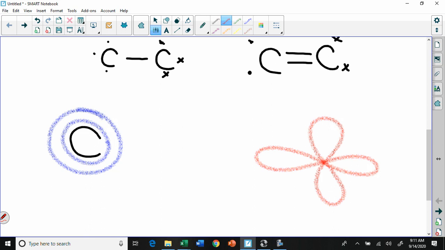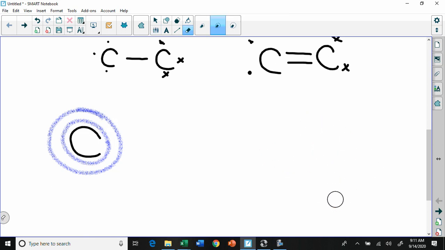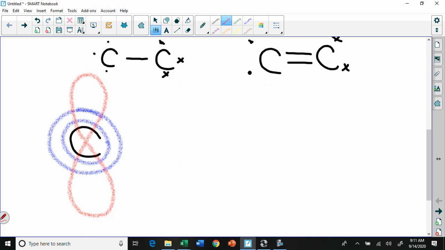Let me show you. Let me erase that, and then put another carbon atom here. But before I do that, I'm going to draw those orbitals back. So I'm going to put just one. Let's put the p orbital here, just one of them, to make it simple. When another carbon atom gets close to this, it can do something kind of unique. So let me draw it right about here.